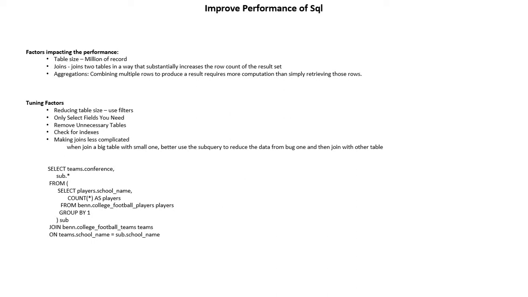And the third factor is aggregation, of course. When we aggregate a group of data and take a result out of that, there is a lot of computation logic involved, so that may break your performance. So these are the main critical factors: table size, joins, and aggregation.